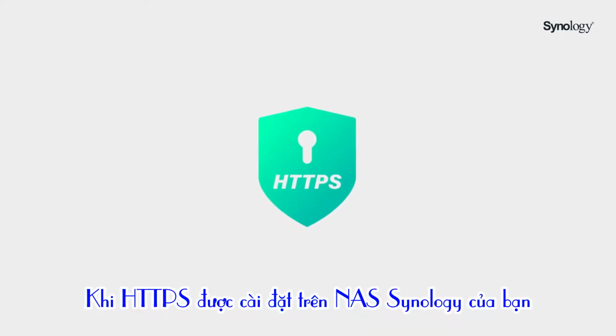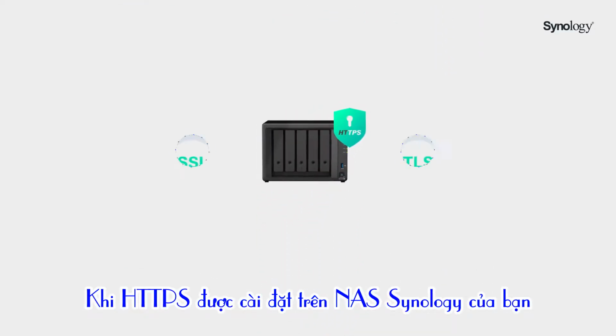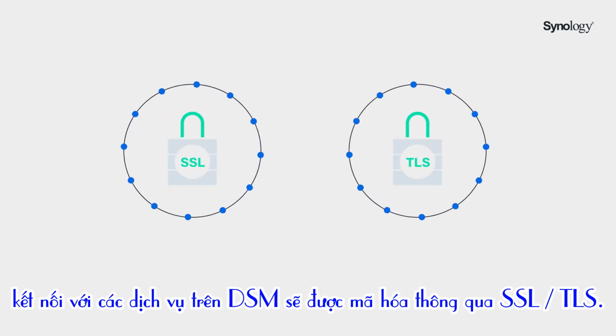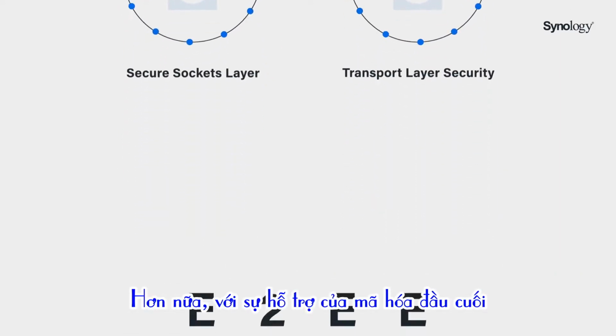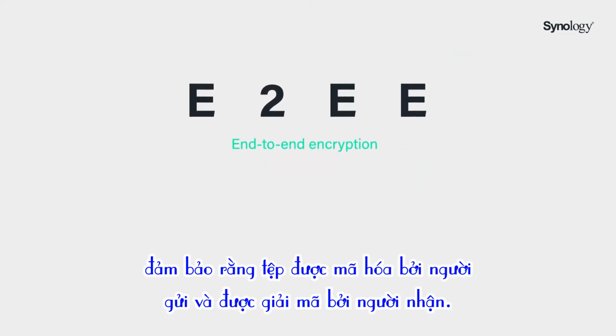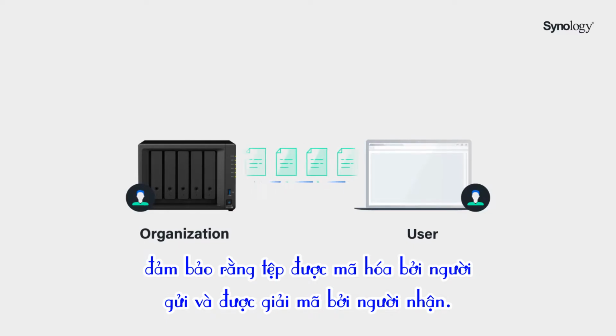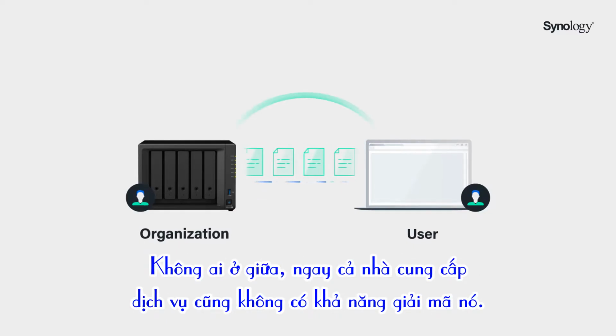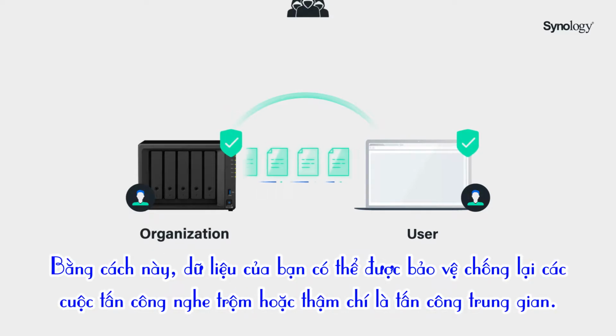When HTTPS is enabled on your Synology NAS, connecting to services on DSM will be encrypted via SSL/TLS. Moreover, with the support of end-to-end encryption, the file is encrypted by the sender and decrypted by the receiver. Nobody in the middle, not even the service provider, has the ability to decrypt it. This way, your data can be protected against eavesdropping or even man-in-the-middle attacks.